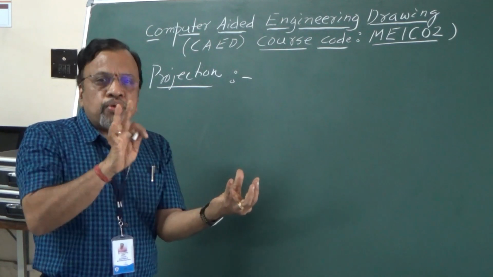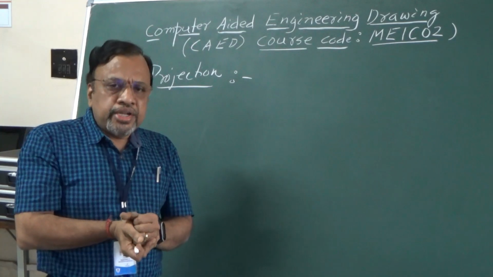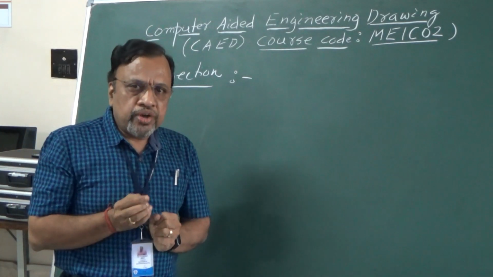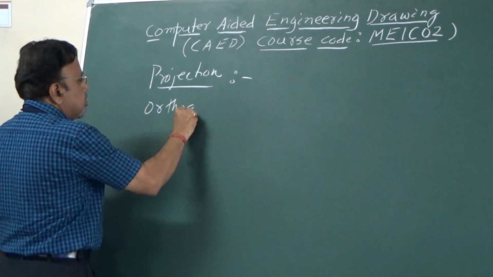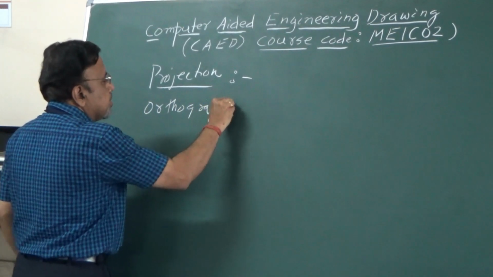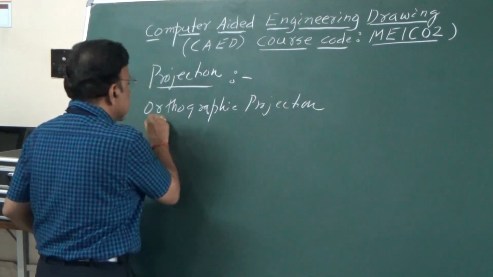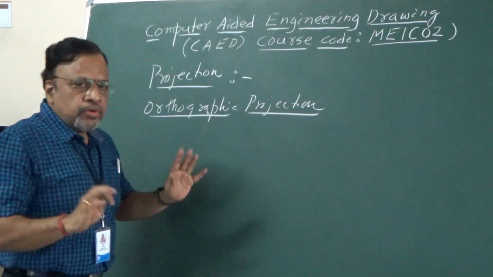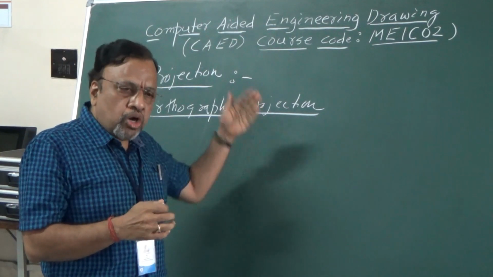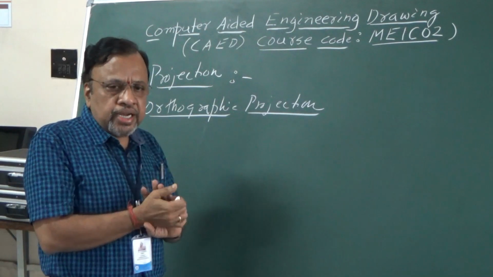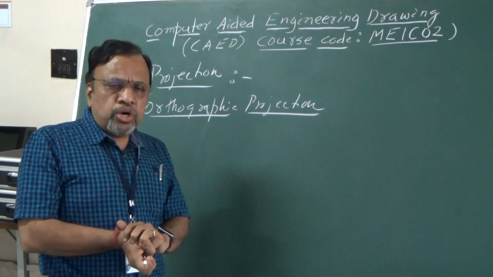I can now say that this product has been projected. Now, generally in engineering drawing, we are interested in what is known as orthographic projection. Already we have understood what a projection is: an object has been projected on a particular plane. Now, what do you mean by orthographic projection?